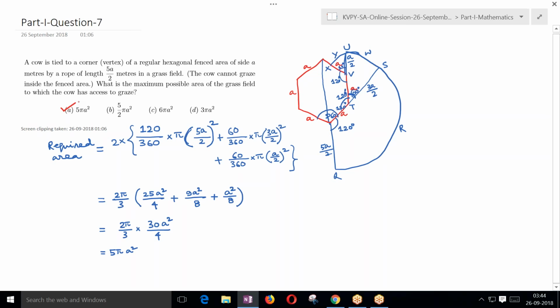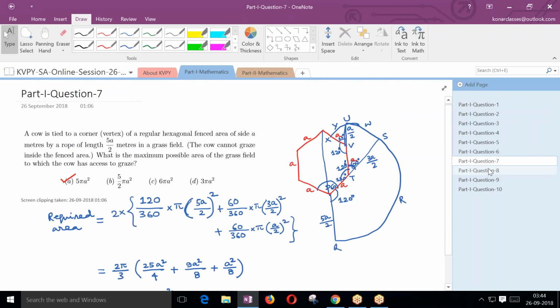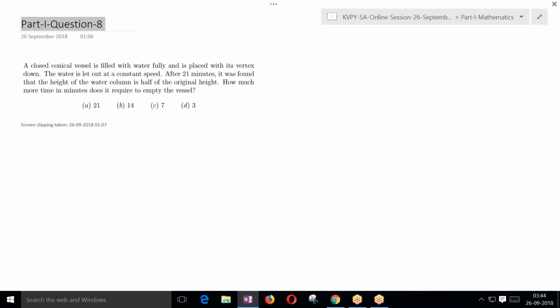And the next question is, here it is, question number 8. A closed conical vessel is filled with water fully and is placed with its vertex down. Now, by going through the first line, if we visualize, we get something like this.